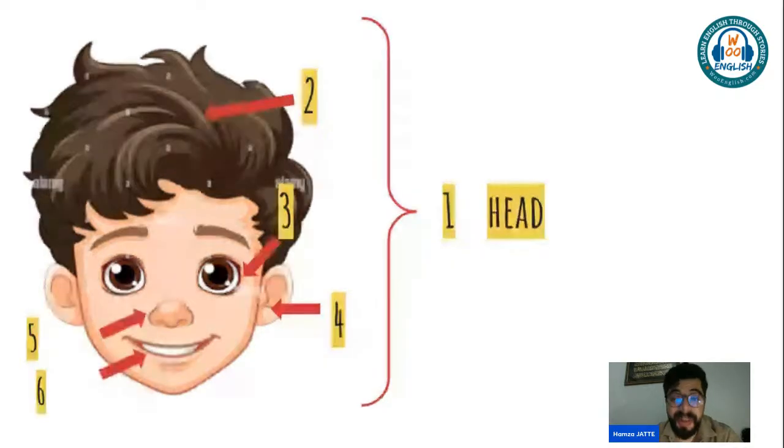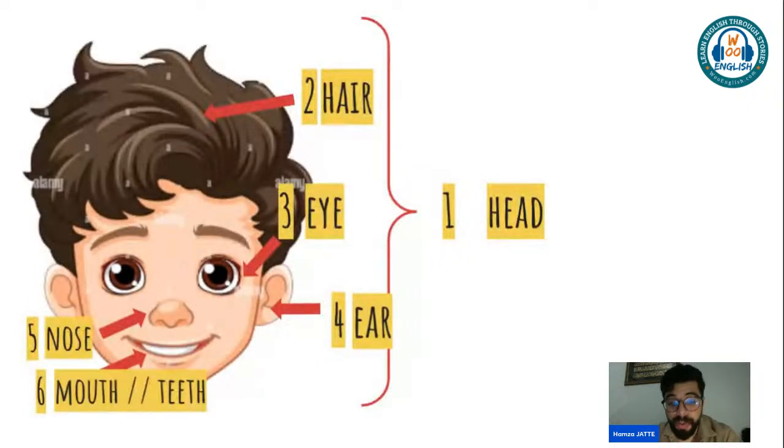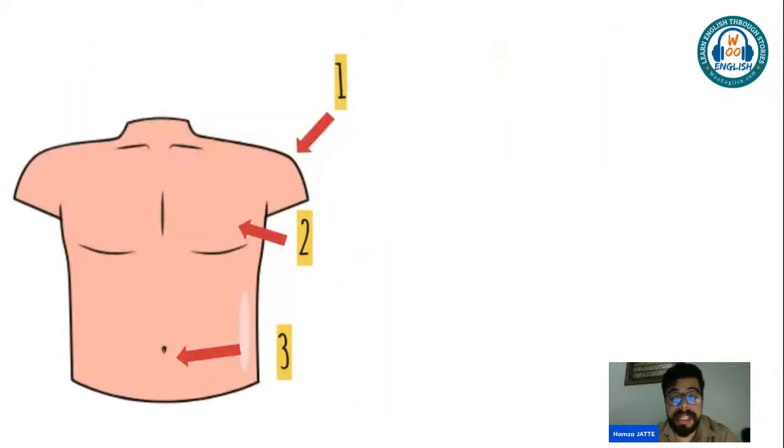All right. So you guys already know hair, eyes, ear, nose, and mouth, of course. And of course, we have the teeth at the bottom. Great. And like foot, the plural of tooth is teeth. Great. All right. What about the torso? We call this the torso in English, right?